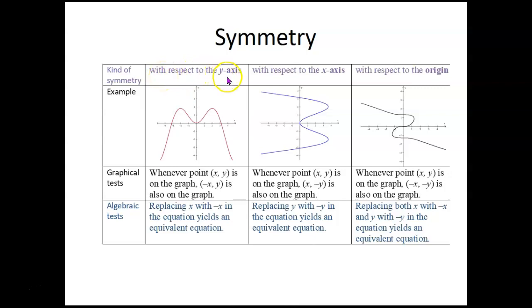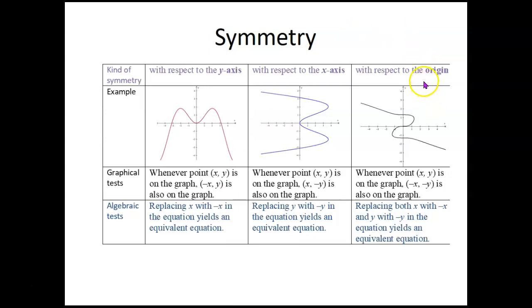Symmetry with respect to the y-axis would be something like this, where the y-axis runs right through the middle of the graph, and then the left half and the right half are mirror images of one another. In that case, when you look at the graph, whenever a point (x, y) is on the graph, (-x, y) is also on the graph. That would be a point with the same y, but the opposite x. And then you can test that in the equation by replacing x with -x and seeing if it simplifies down to the same thing you started with.